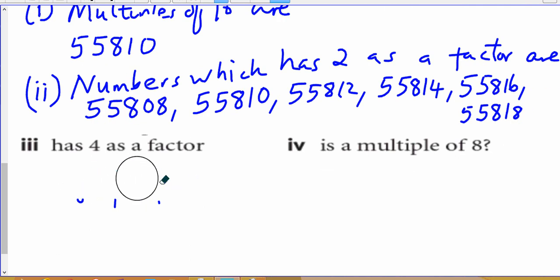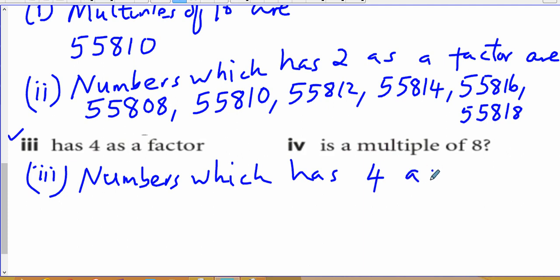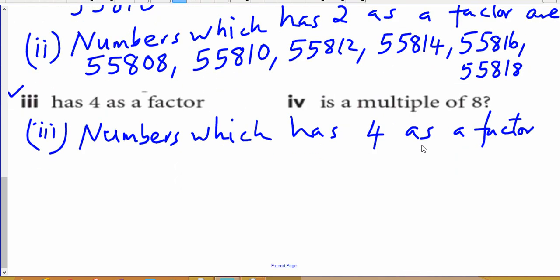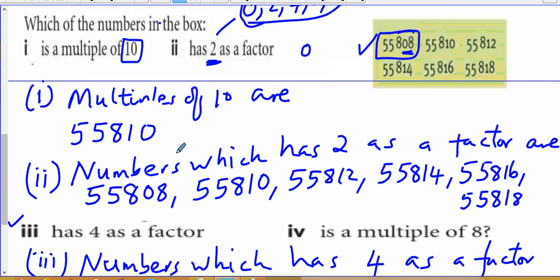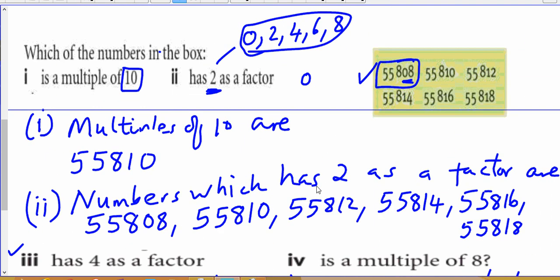So, let us write here the answers for Roman 3. So the numbers which have 4 as a factor, we have got 55808. Let me check if I got it correct. Yes, 55808. The first number has 4 as a factor.